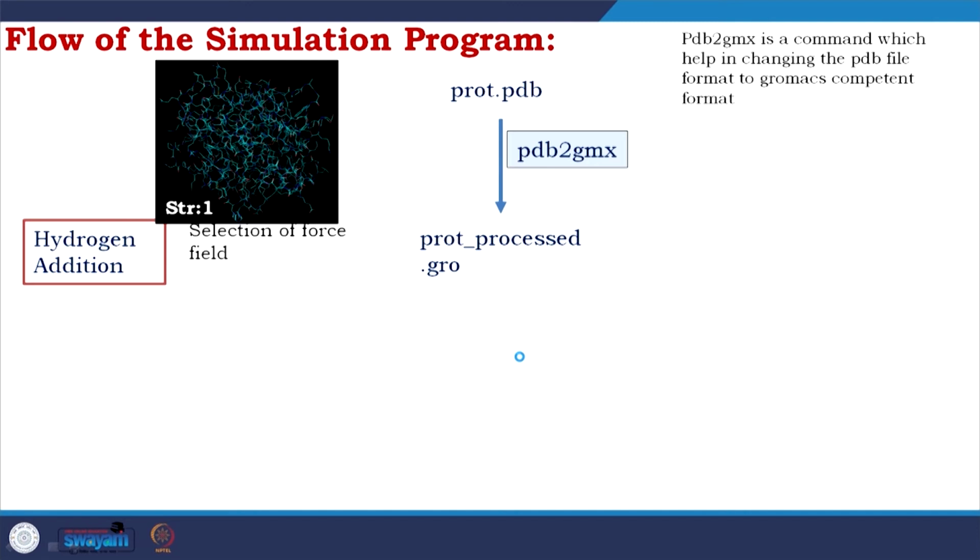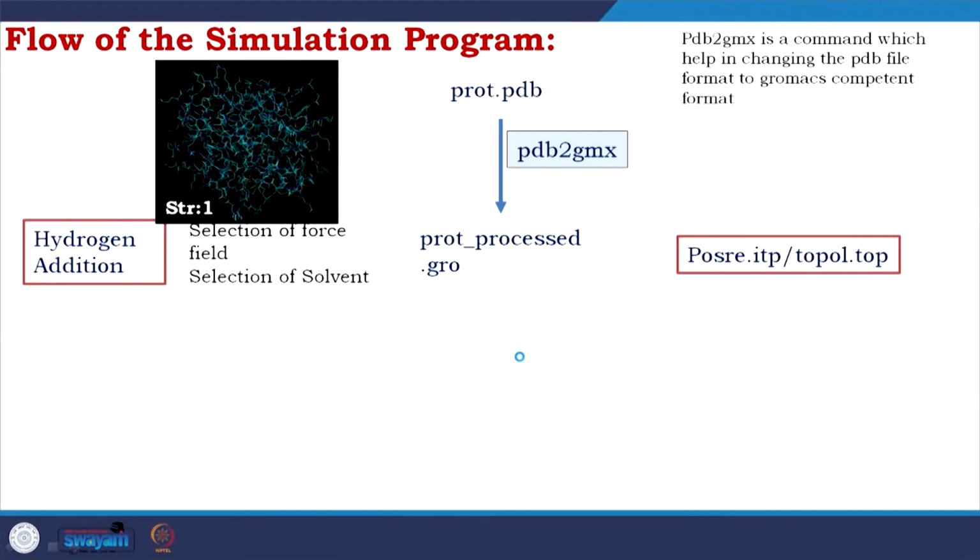I talked about the force fields, around 15 force fields I have shown. You have to select the force field here, and you have to select the solvent model like TIP3P, TIP4P, SPC, any model you are going to use. So, that pdb2gmx command gives prot_process.gro. The .gro file is a GROMACS compatible file having all the information. This is the main file which would be associated with posre.itp and topol.top.